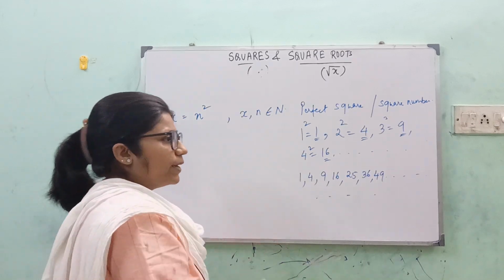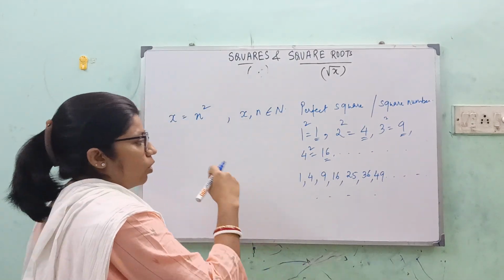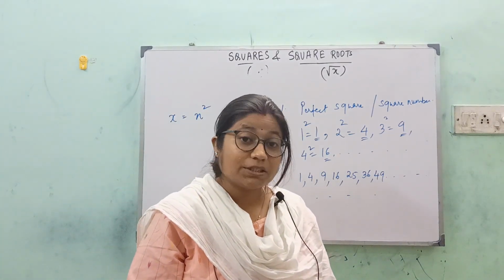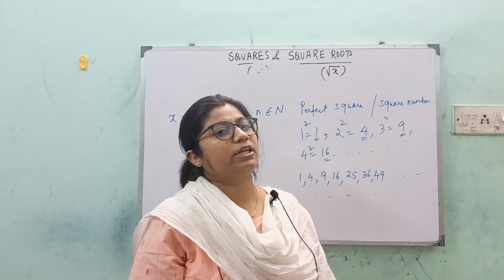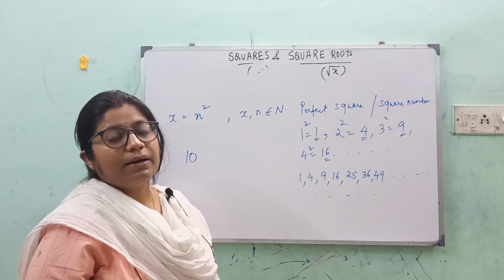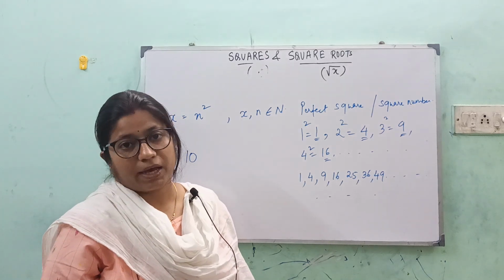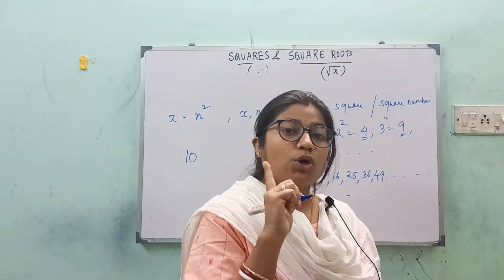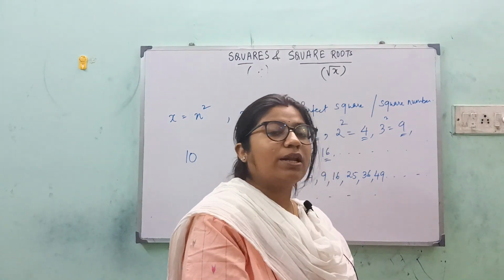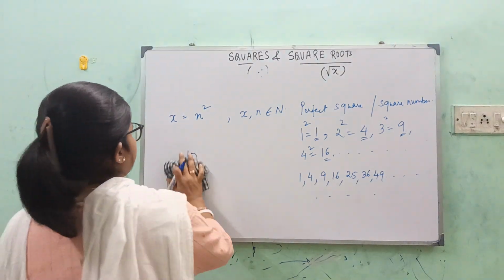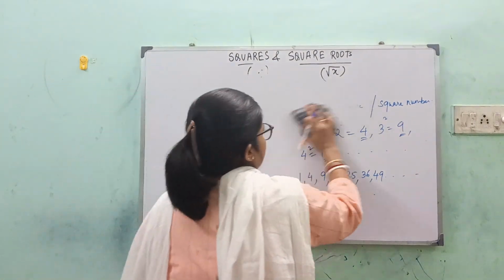Okay, so from here you can see that all the perfect squares are also natural numbers. But remember, not all natural numbers are perfect squares. Say for an example 10. 10 is a natural number, but 10 is not a perfect square. So all perfect squares are natural numbers, but not all natural numbers are perfect squares or square numbers. Alright? Okay.